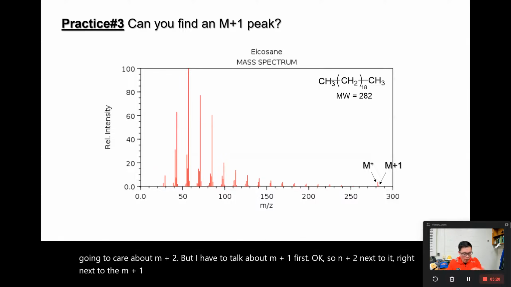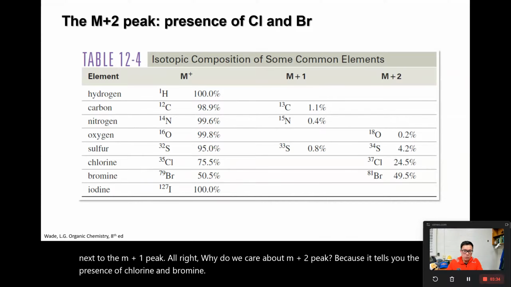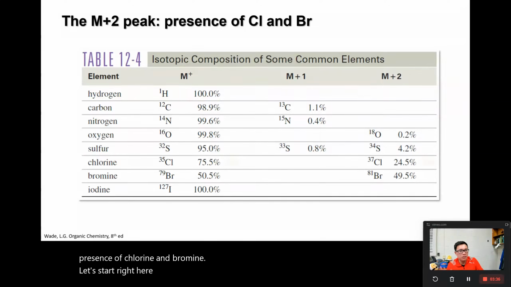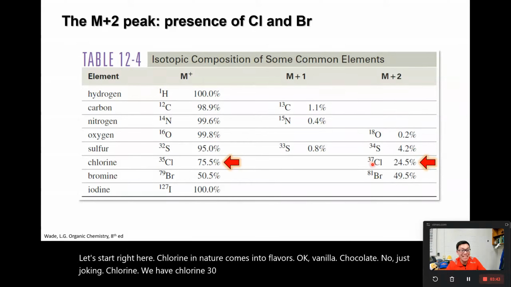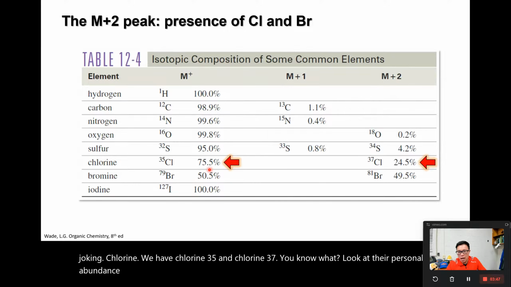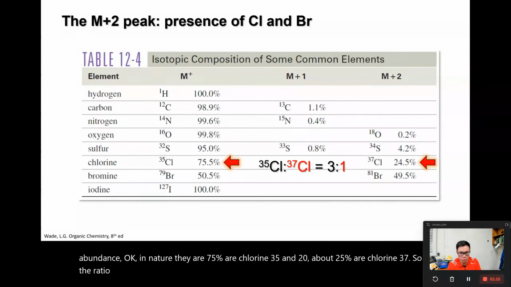Why do we care about the M+2 peak? Because it tells you the presence of chlorine and bromine. Let's start right here. Chlorine in nature comes in two flavors. Vanilla and chocolate. No, just joking. We have chlorine 35 and chlorine 37. Look at the percent abundance. In nature, about 75% are chlorine 35 and about 25% are chlorine 37. So the ratio is about a 3-to-1 ratio.